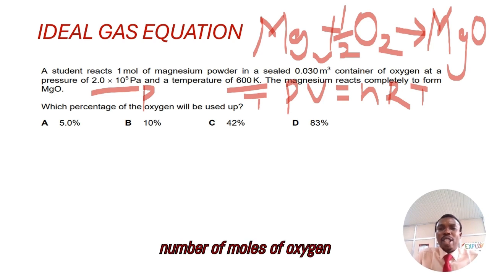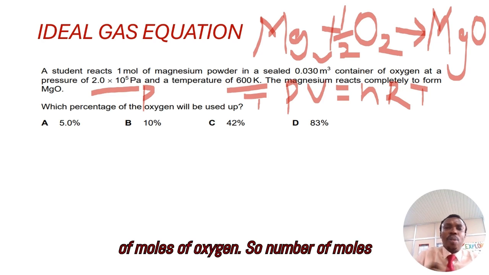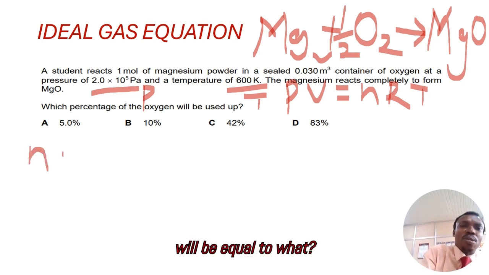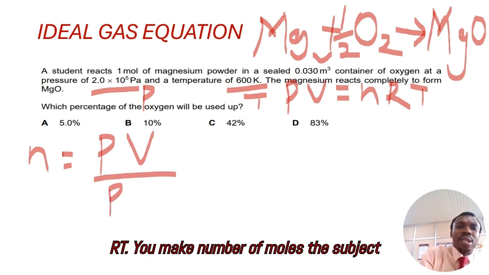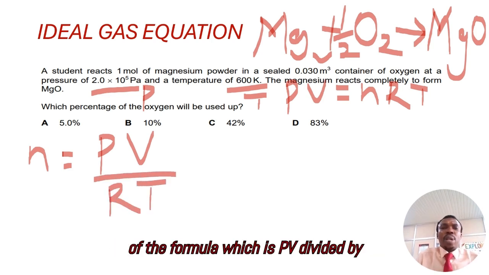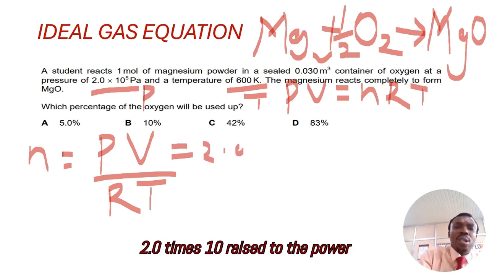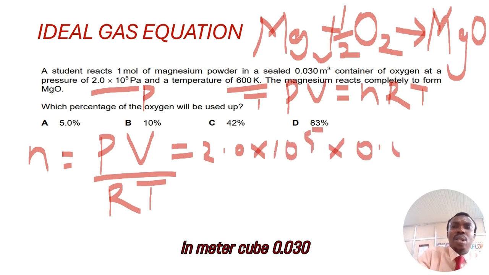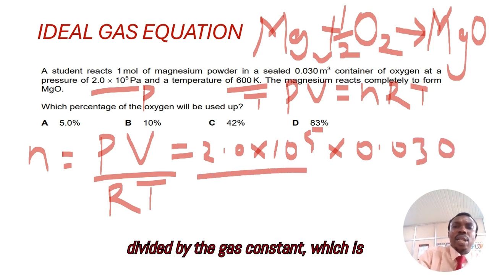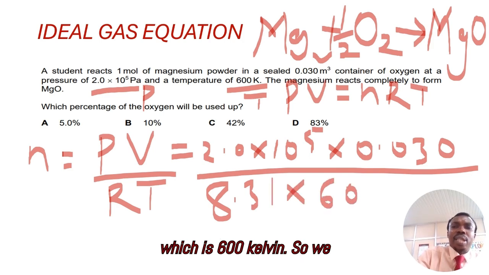So we're going to calculate the number of moles of oxygen inside the sealed container. So number of moles will be equal to what? You make number of moles the subject of the formula, which is PV divided by RT. So the pressure is 2.0 times 10 raised to the power 5, multiplied by the volume, which is in meter cube, 0.030, divided by the gas constant, which is 8.31, multiplied by the temperature, which is 600 Kelvin.